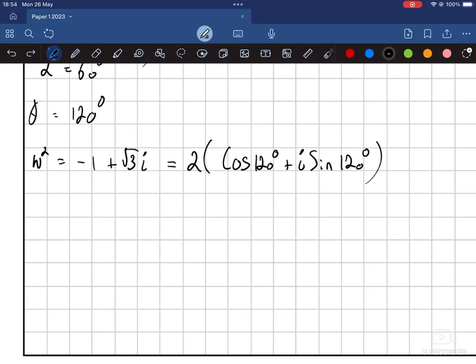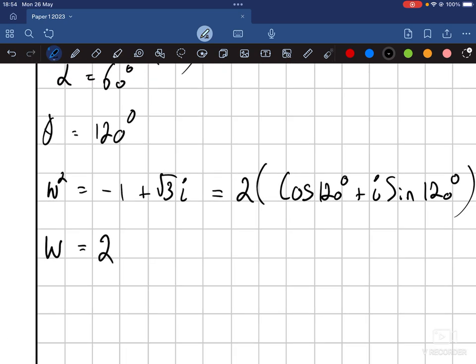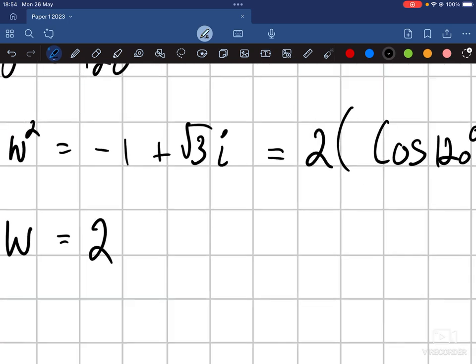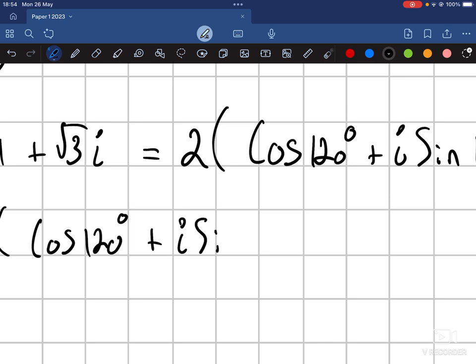So the way we do that here is we're looking for w, but we have w squared. When we know the square of something, but we want to get back, what we do is we square root it. Or, I remember I said last week, we raise it to the power of a half. So that means w is equal to 2, and I'm going to put a big bracket here, cosine 120 plus i sine 120.